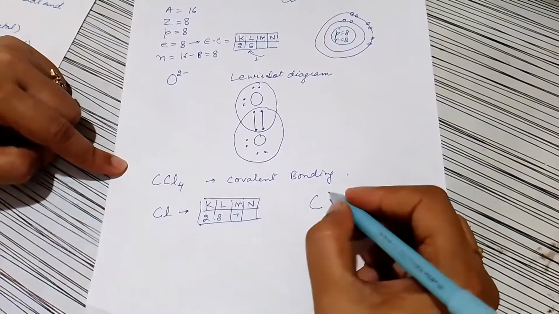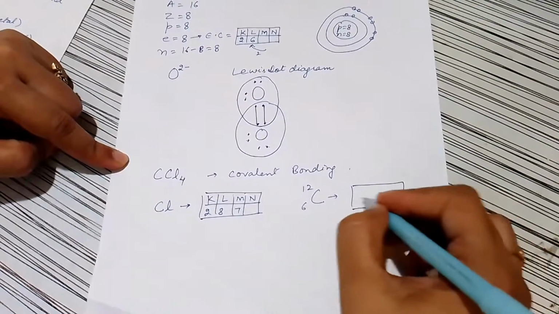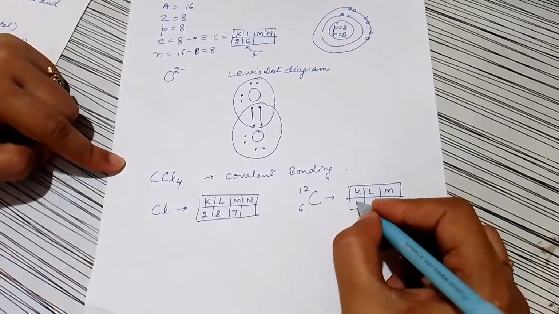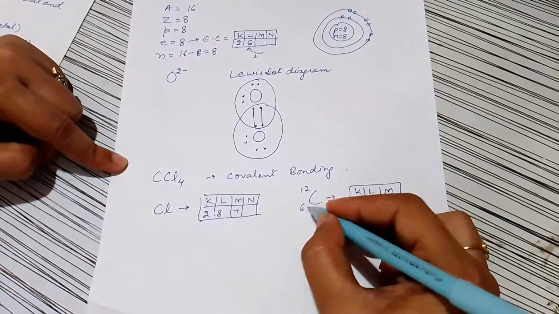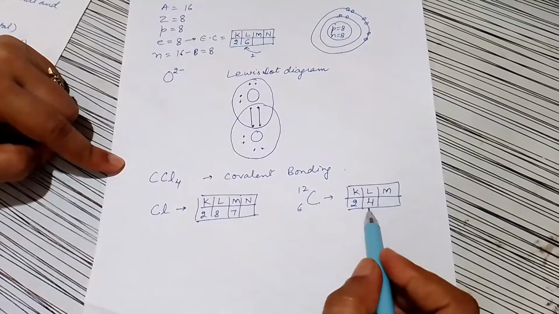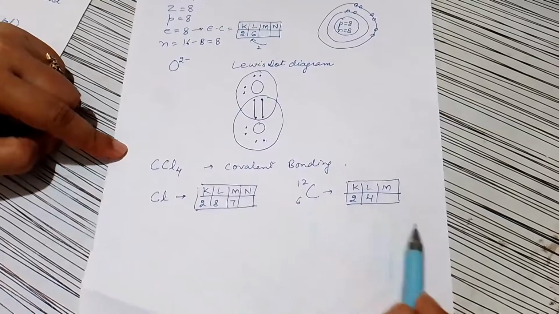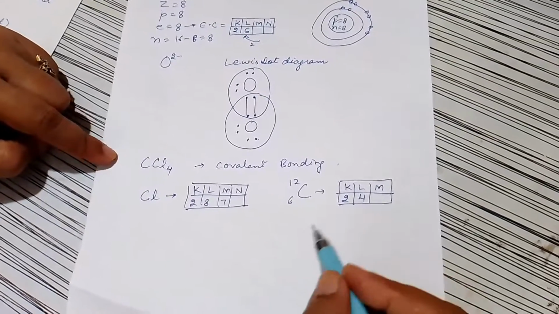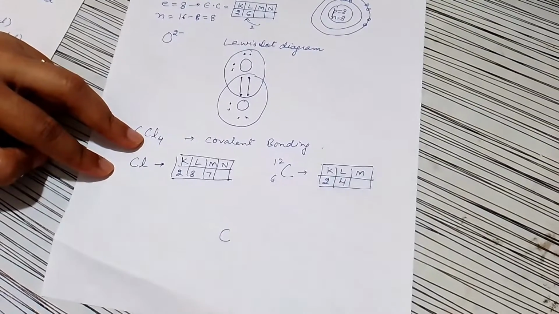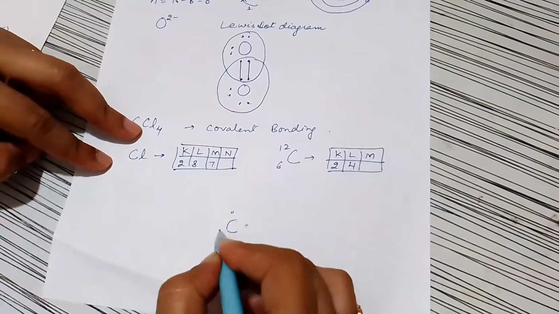And carbon is 12 and 6. The electronic configuration, if we show only 3 orbits, will have 2 in the first orbit and 4 in the second orbit. Here it can give away 4 or take 4, so this is also in a state of sharing the electrons which it has. What we do here is take carbon in the center. It has 4 electrons in the outermost orbit.